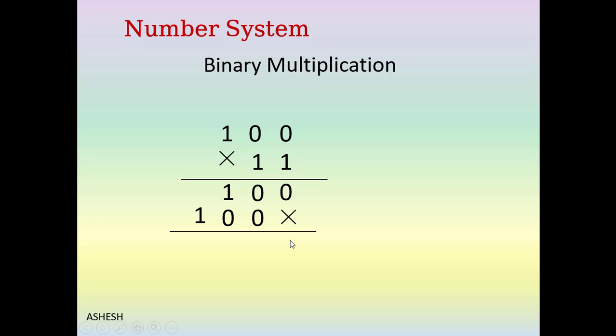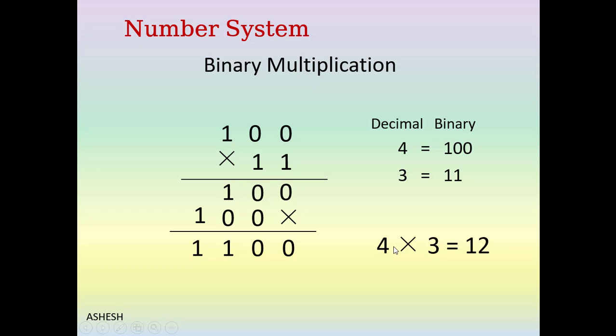0 will be here. 0 plus 0 is 0. 1 plus 0 is 1. 1 will be here. Now we see 4 equals binary 100, 3 equals binary 11. So 4 multiplied by 3 is 12. Here 12 equals 1100. Here is our answer.